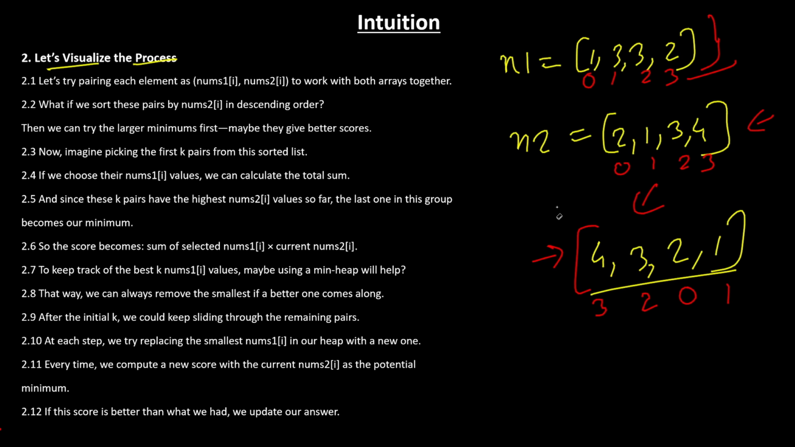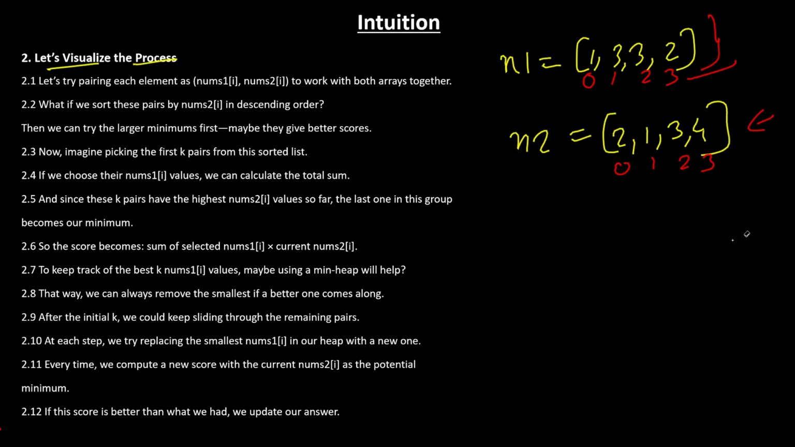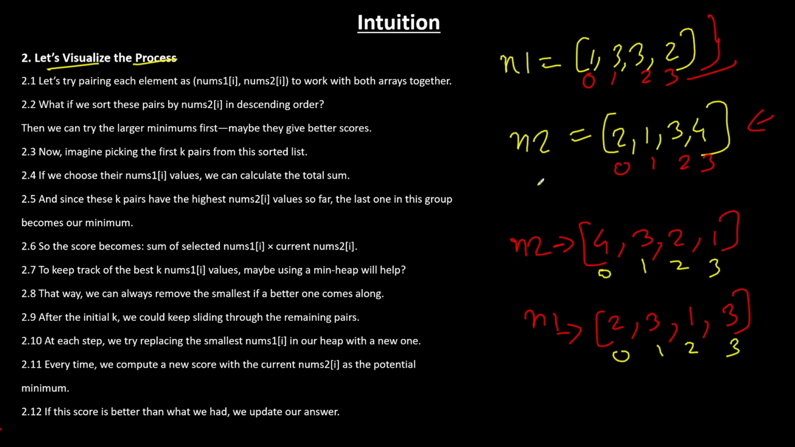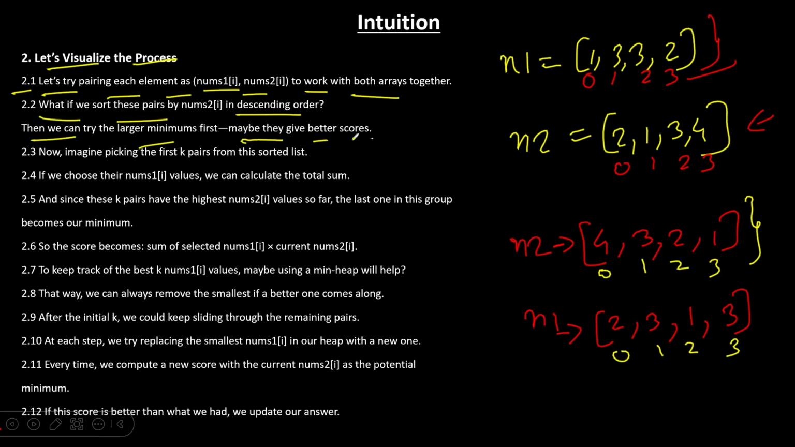And how we can do that thing is by, let me write it again. Okay, so I have done some changes here. If you could see what I tried writing here, point 2.1. Let's try pairing each element as nums1, nums2 to work with both arrays together. Okay, and if you could see, I have sorted the nums2 in the descending order. Like we tried sorting the element in the descending order. Then we can try the largest minimum first. Maybe they give the better score.